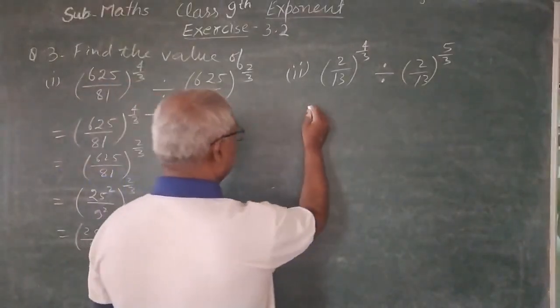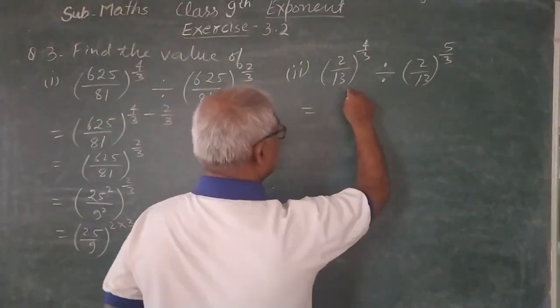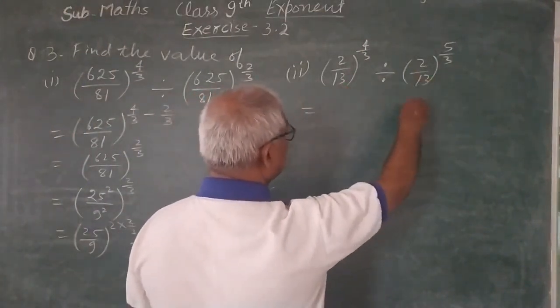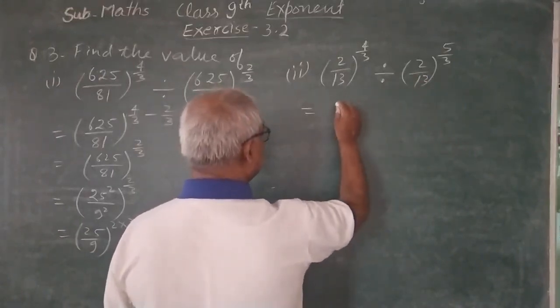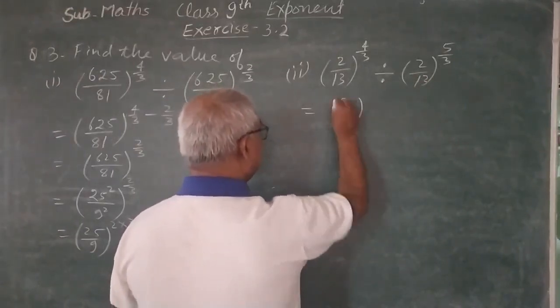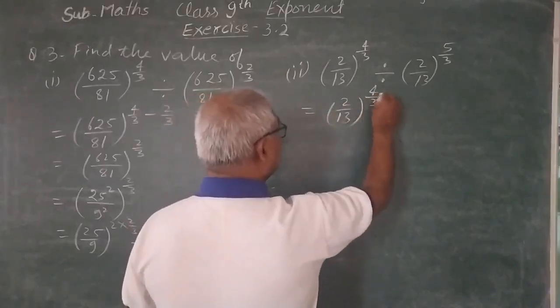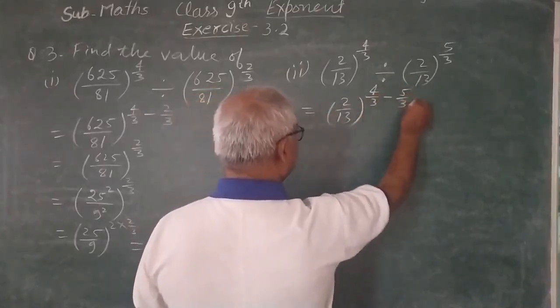Now come to the second part. It is 2 by 13 and here is also 2 by 13. The bases are the same and it is a divide sign, so the powers will subtract. So 2 by 13 whole power 4 by 3 minus 5 by 3.